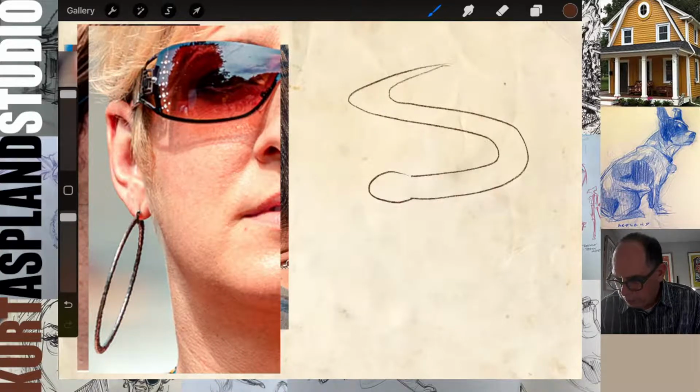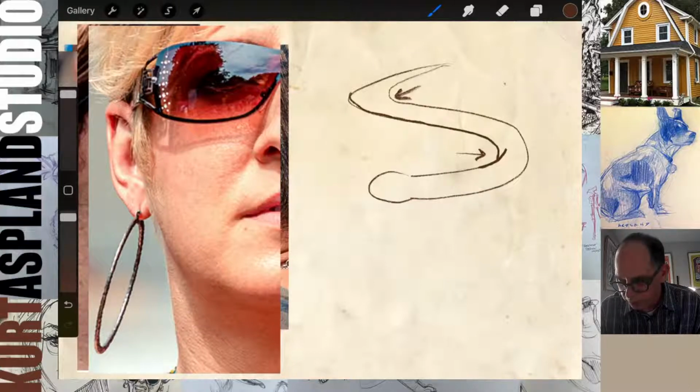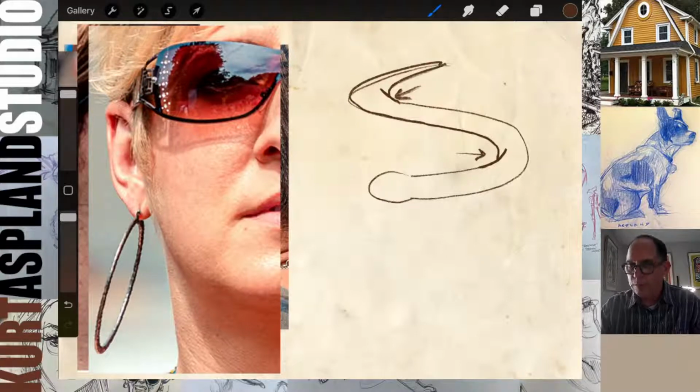But right in here and right in here, if you take your line and extend it just a bit, right? And then over here it would be extended like this. We really get a sense of that overlapping. You see what I'm saying?